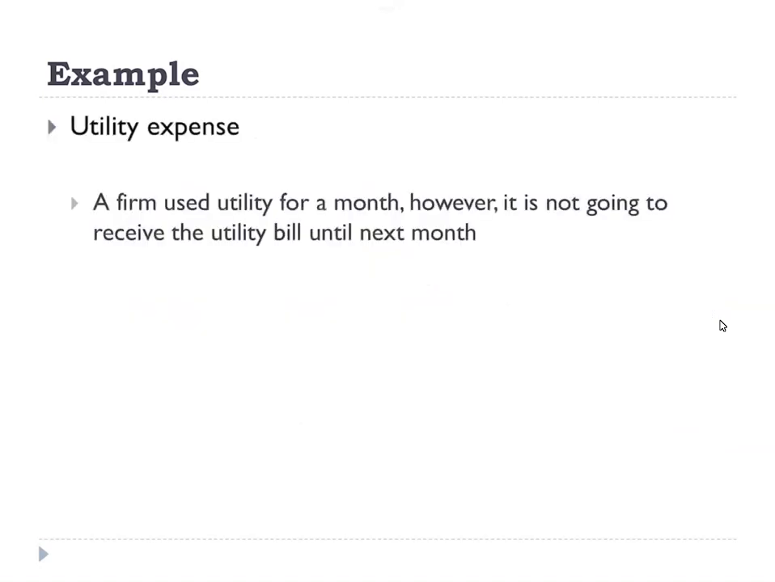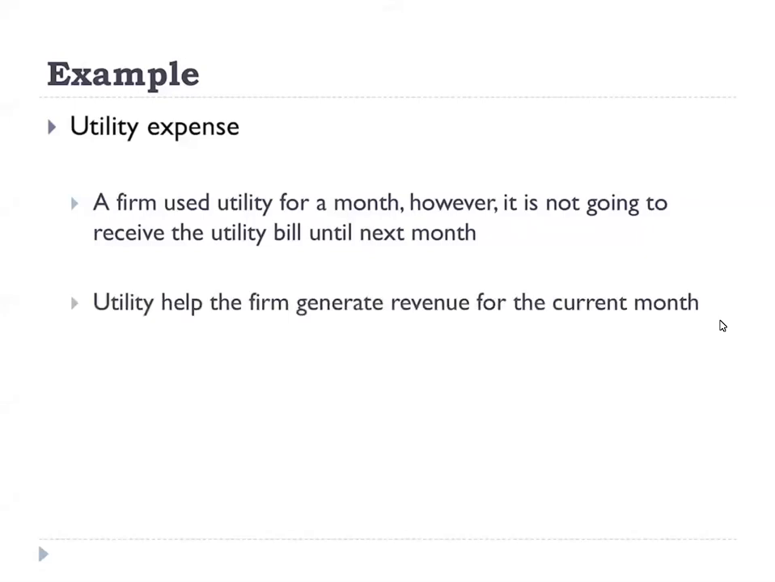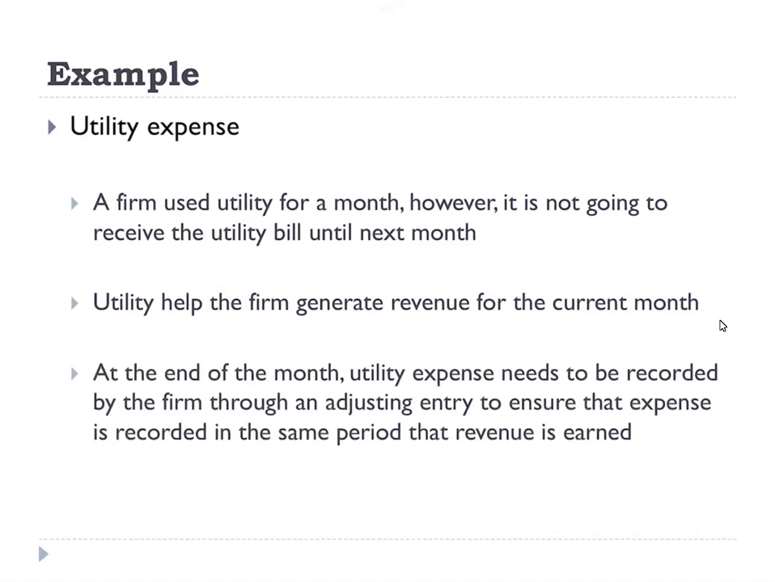Another example is utility expense. For example, a firm may use some utility, some electricity and water for a month. However, it's not going to receive the utility bill until maybe next month. Because this utility helped the firm generate revenue for the current month, at the end of the month, utility expense needs to be recorded by the firm through an adjusting entry in order to ensure that the expense is recorded in the same time period that revenue is earned. And it has nothing to do with when that utility expense is paid out by cash.